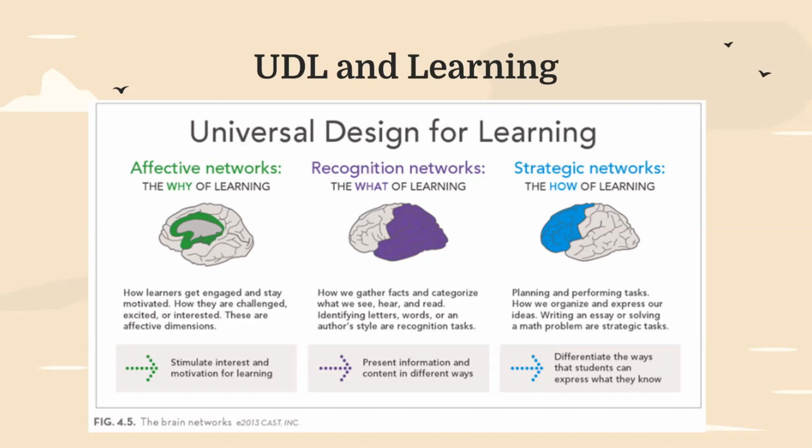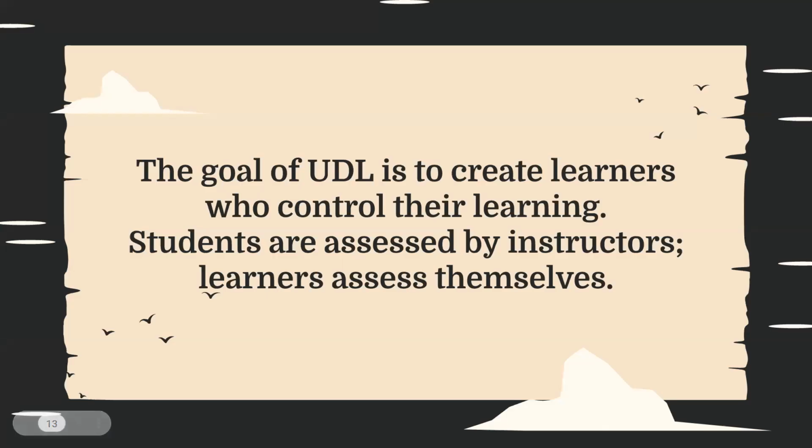And then they have the strategic network, or the how of learning, which is how they take that motivation and that cognitive learning and turn it into something that they have done, where they can express what they know in a different way. So the goal of UDL then is to create learners who control their learning. That's the idea. We want to create courses where students can control their own learning.